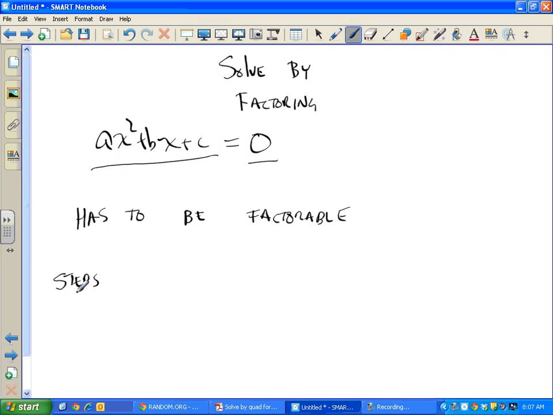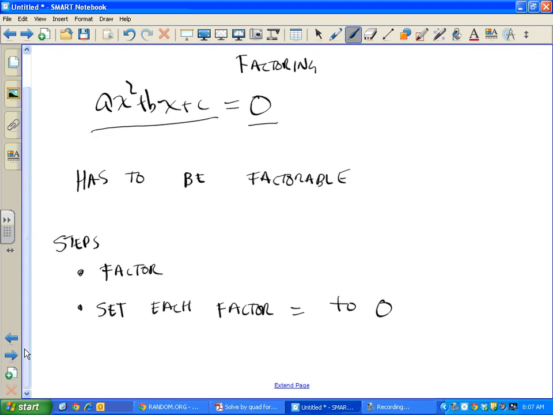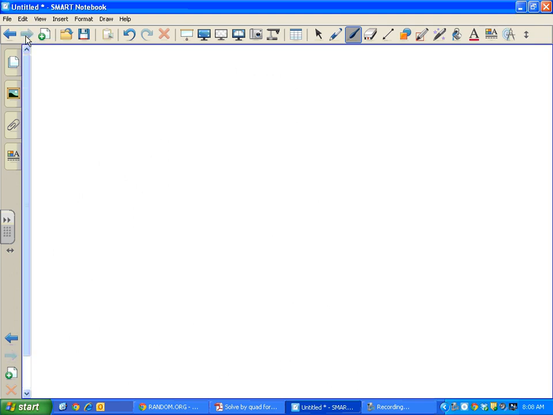Okay, well, we factor all the steps to factor. So step 1 is to factor. Once you factor it, set each factor equal to 0. All right, and then you solve each part. Solve each equation for x. Does that make sense? All right, so that's what we did yesterday for homework.